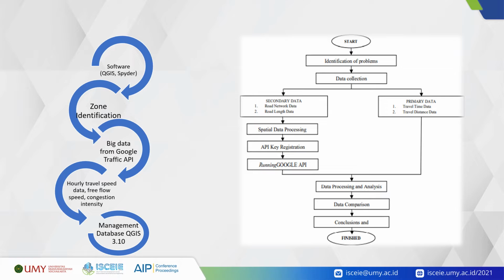The stages of this research can be seen in this picture, which begins with the identification of problems, followed by data collection, both secondary and primary. The secondary data in the form of road network data and road length is converted into spatial data, which can then be run using the Google API to get speed data from the data extraction from Google Maps. While primary data is data from a survey to determine the actual speed in the field.